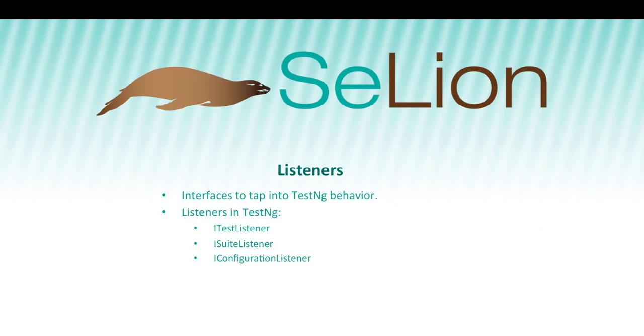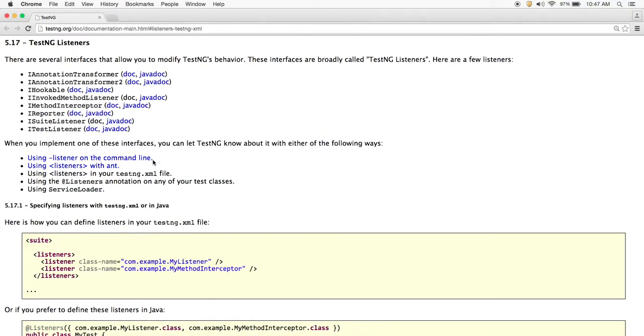So let's move on to the next topic, called listeners. Listeners are interfaces provided by Testng to tap into its behavior. Precisely, you can use these interfaces, which will be called by Testng at particular checkpoints to execute your method. Some of the listeners which I'll be showing in this demo are ITestListener, ISuiteListener, and IConfigurationListener. There are other listeners provided by Testng, which can be found in the Testng documentation under testng.org/doc.